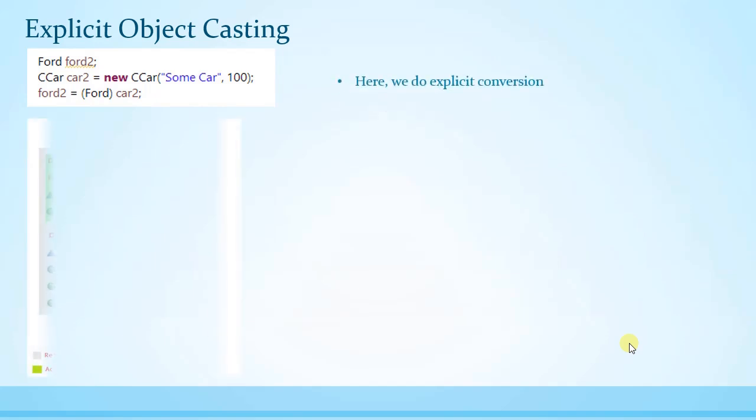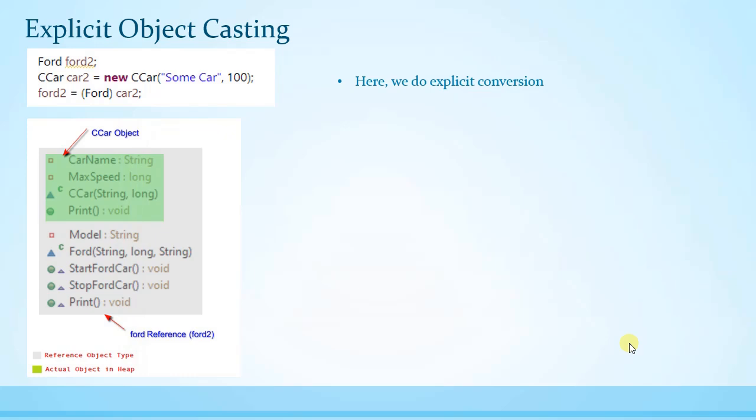So, explicit object casting. Here, if you see, we placed Ford in between parentheses, thereby making the cast explicit. Here, the actual object that we create in the heap is CCar. But what we are claiming is the entire Ford object. Why? Because the destination or target type here is Ford, but the actual object in the heap is CCar.